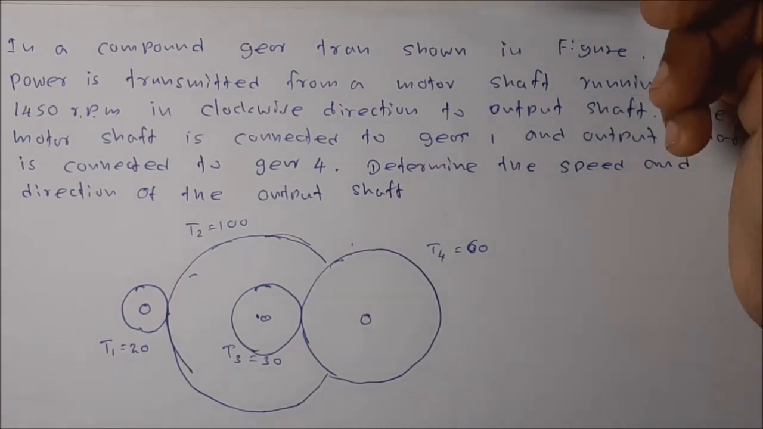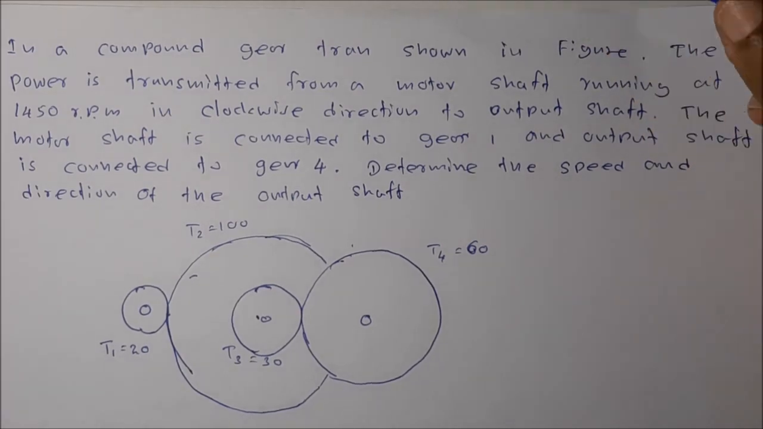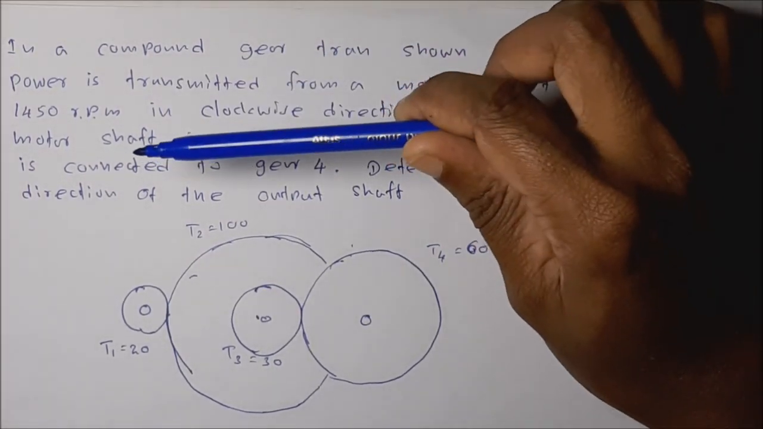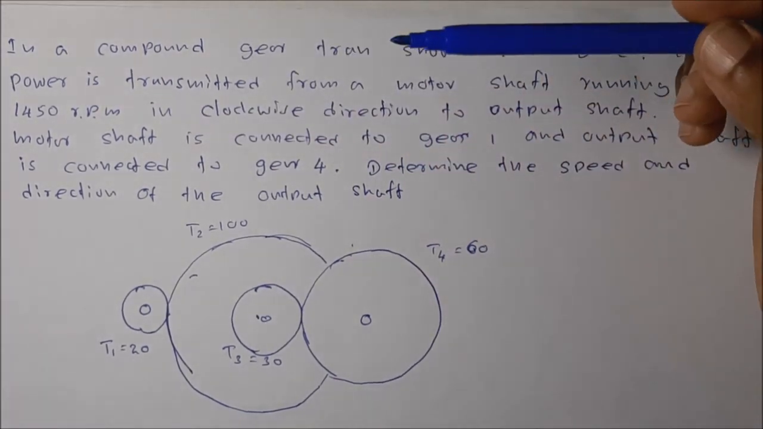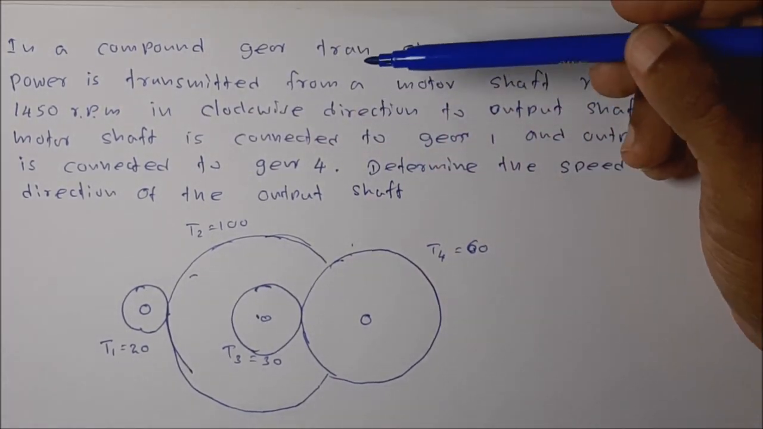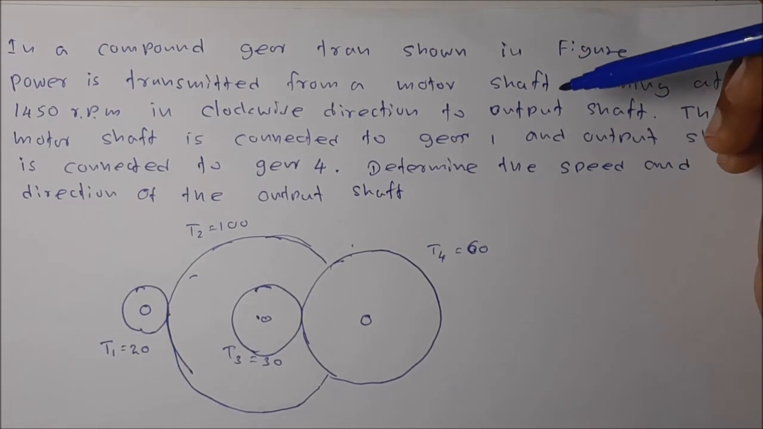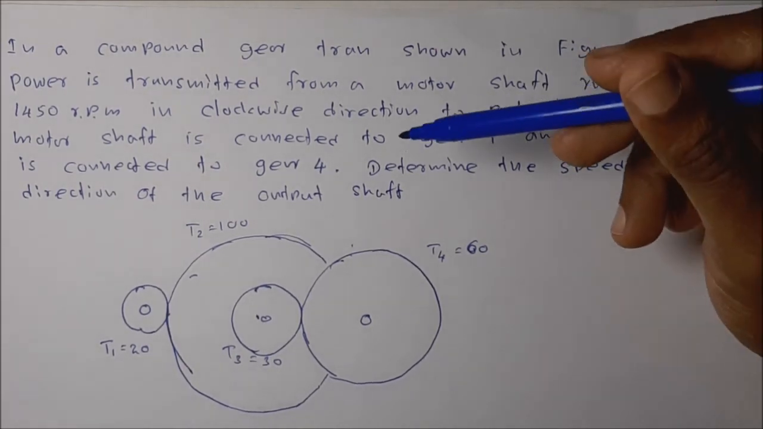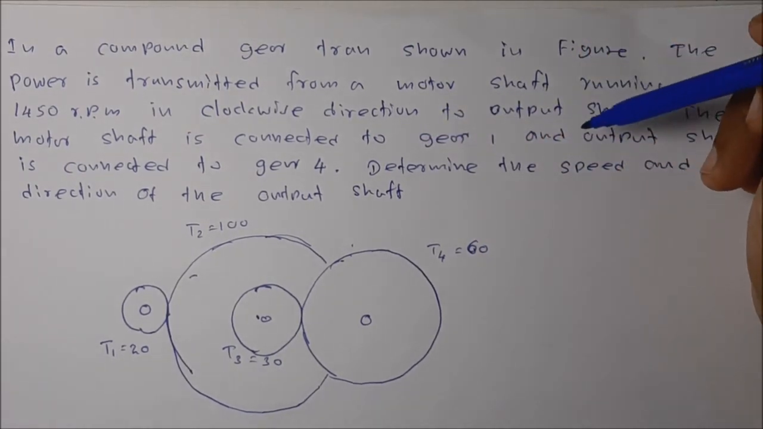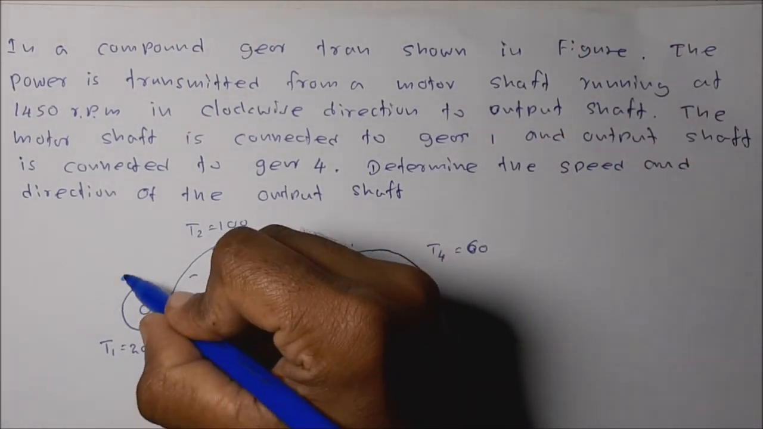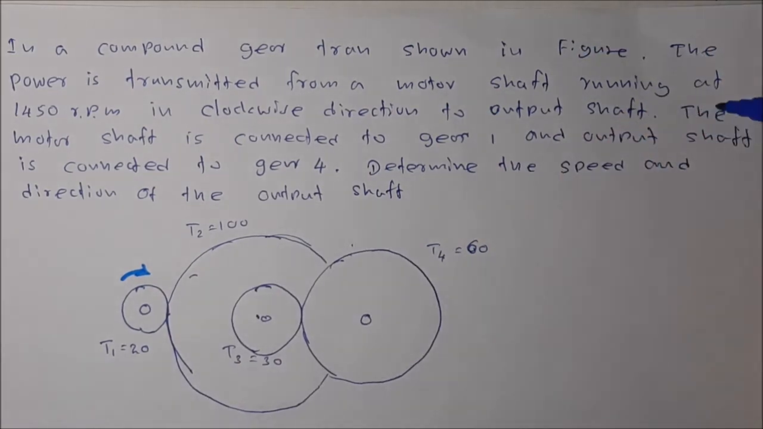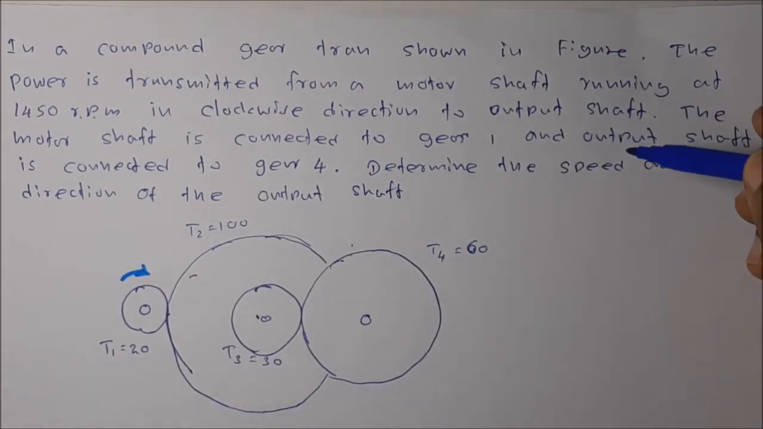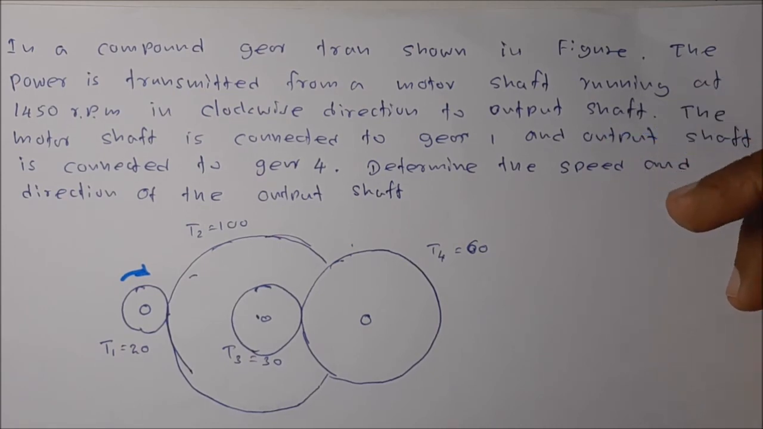In a compound gear train, as shown in the figure, the power is transmitted from a motor shaft running at 1450 rpm in clockwise direction to the output shaft. The motor shaft is connected to gear 1. This is gear 1. The output shaft is connected to gear 4. This is gear 4. Determine the speed and direction of the output shaft.